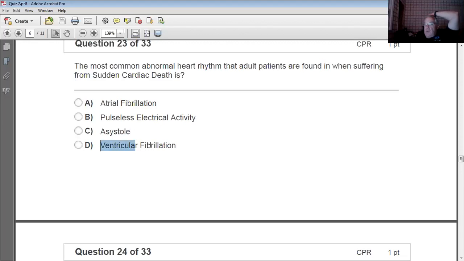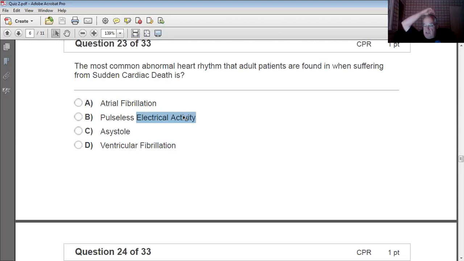Ventricular fibrillation is where the ventricles, instead of contracting and squeezing, are shaking and no blood is flowing, and that's where we defibrillate it to reset the pacemaker and put it back in a normal rhythm. In ventricular fibrillation, there's too many impulses from the pacemaker of the heart shooting out, and the heart can't process it, so it shakes.